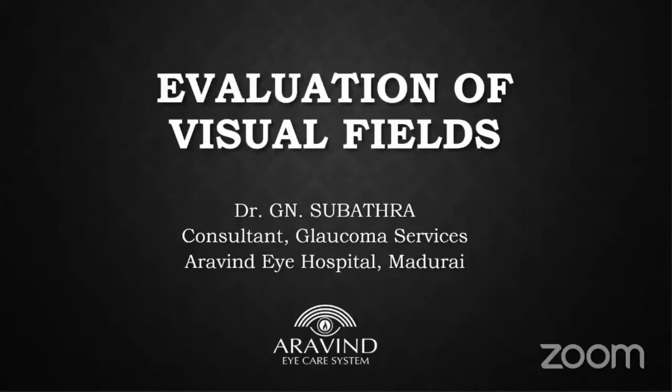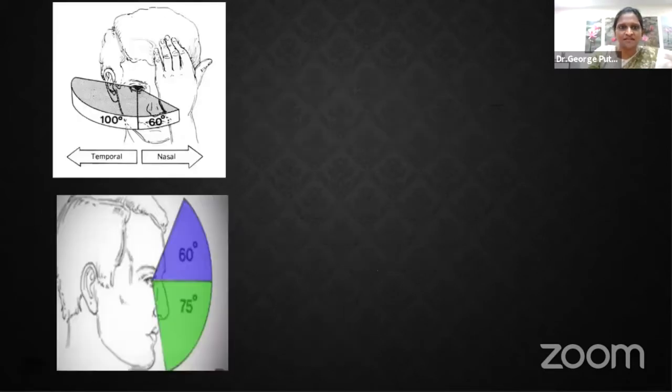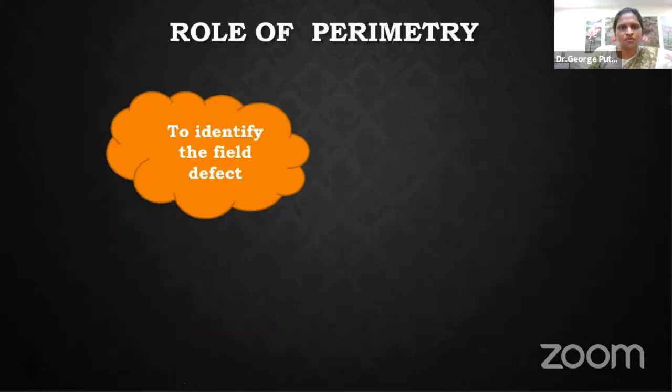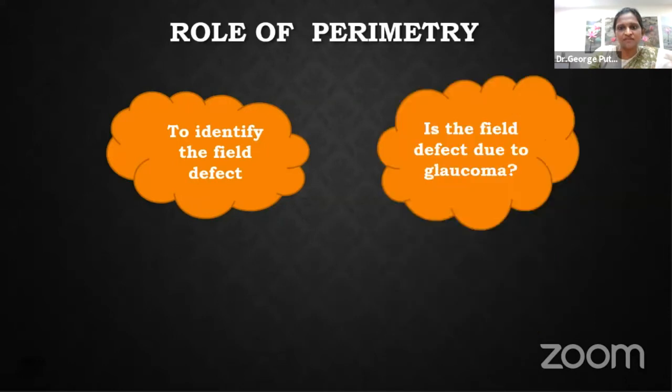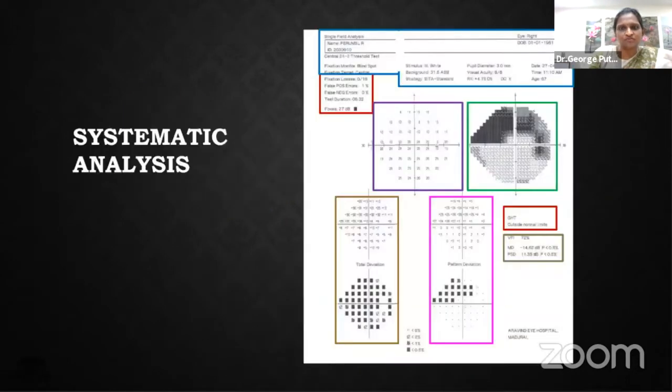Good afternoon to all. I will be talking about the evaluation of the visual fields. Assessing the visual field is essential in glaucoma because damage to the retinal nerve fibers initially affects the visual fields rather than the visual acuity. So the role of perimetry is to identify the field defect, whether the field defect is due to glaucoma, and whether the field defect is progressing or not.